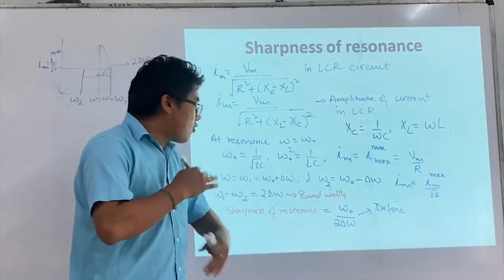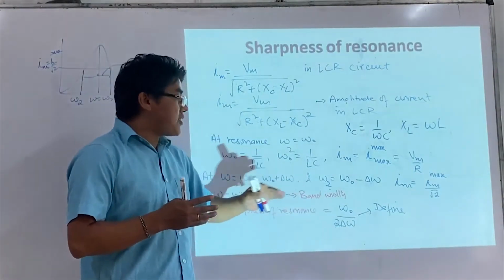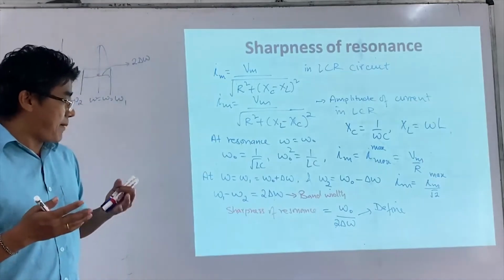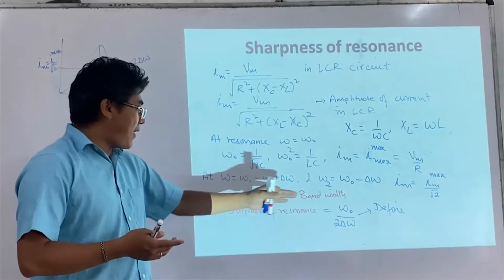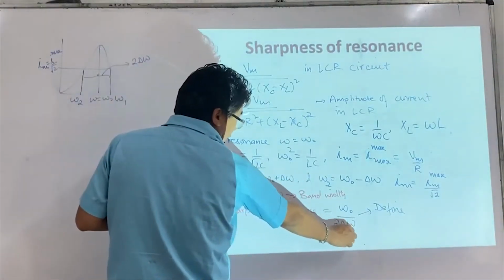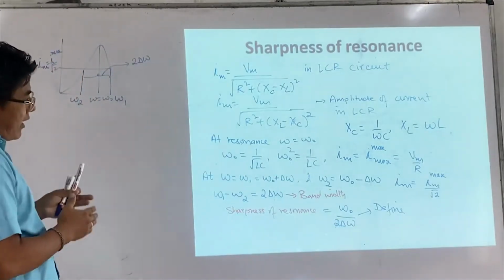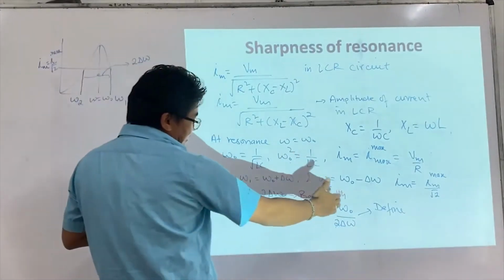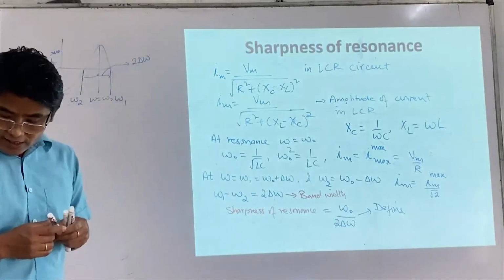So we would like to find out how this quantity depends on the physical factors, that is capacitance, inductor, resistors, right? So this says that if the bandwidth is smaller, then the sharpness of resonance is going to be more, right? If the bandwidth is wider, then the sharpness of resonance is going to be less. So this is what we would like to study.